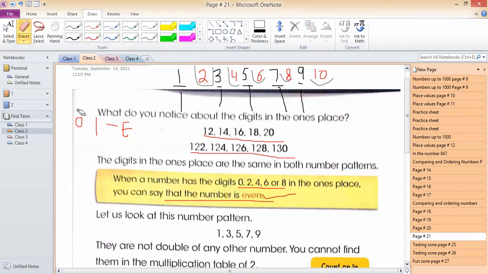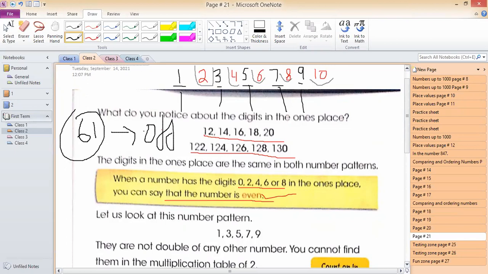But if I write here 61, is 61 an even number or an odd number? Very good. This is an odd number.